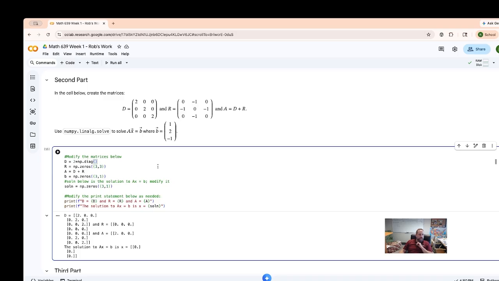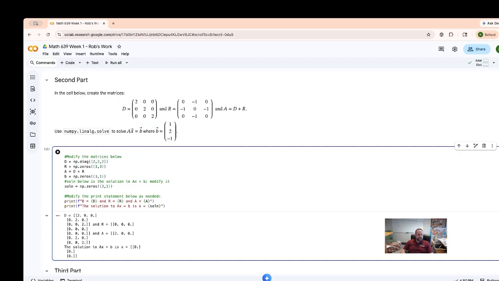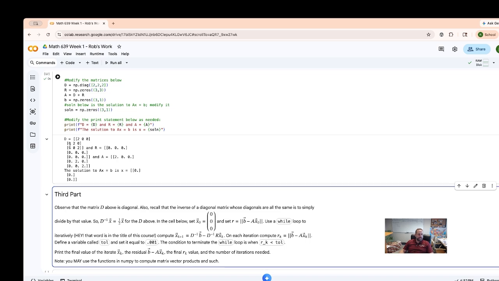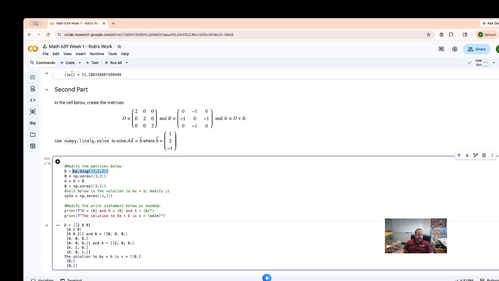Another way that we can do this, which is not necessarily the best way for this problem, is to pass 2, 2, 2, and this is going to give us a diagonal matrix of the appropriate dimension with 2's on the diagonal. But for what we're doing, 2 times np.I of 3 is exactly what we want here. Now for R, we're going to look at the following.